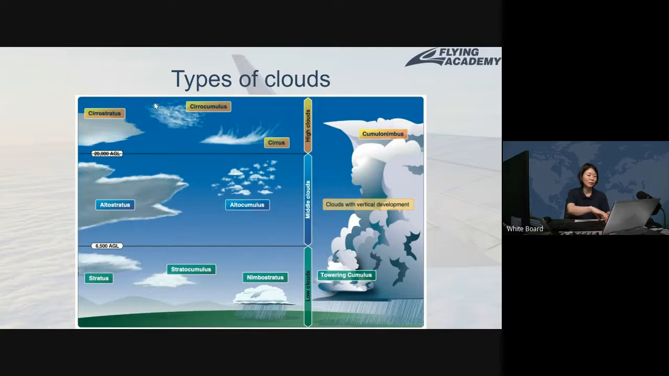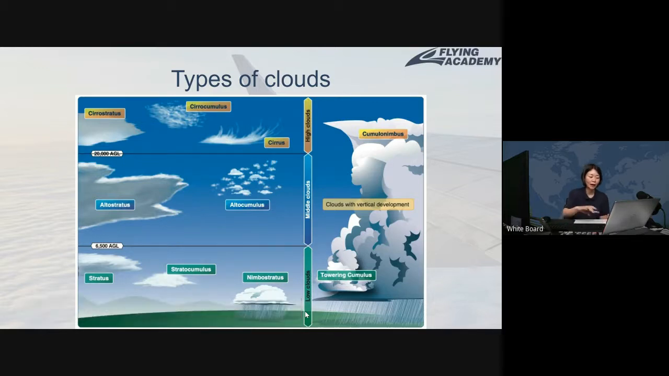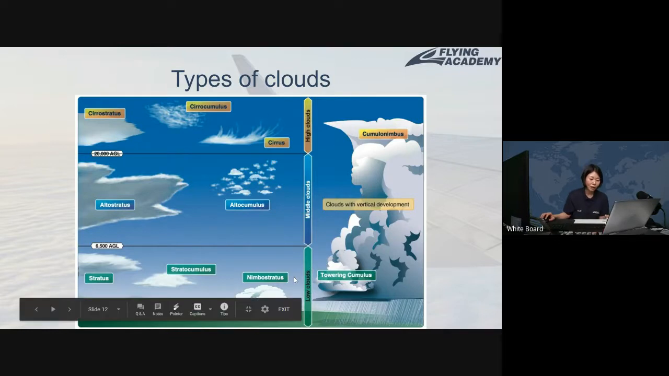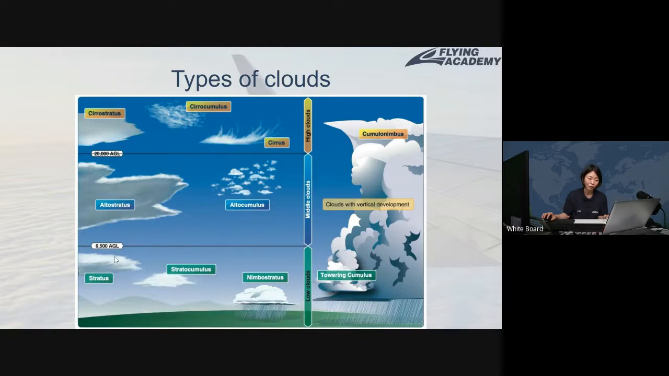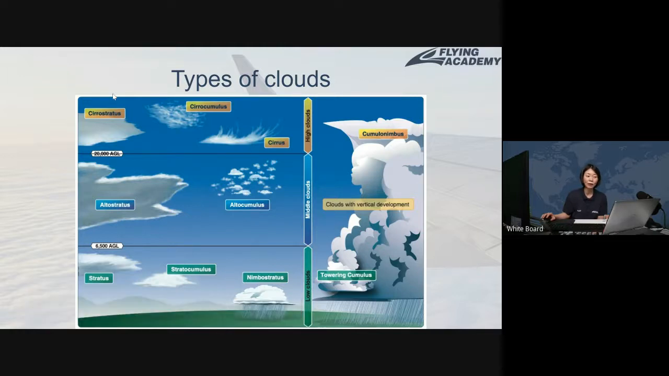When you see the type of the cloud, this is the first thing we are talking about. The type of the cloud can be divided by positions. It's a low cloud, and middle cloud, and then high cloud as well. Low cloud is normally from the ground surface to 6,500 feet. And the middle cloud is 6,500 feet to 20,000 feet. And if it is more than 20,000 feet, we call it a high cloud as well.